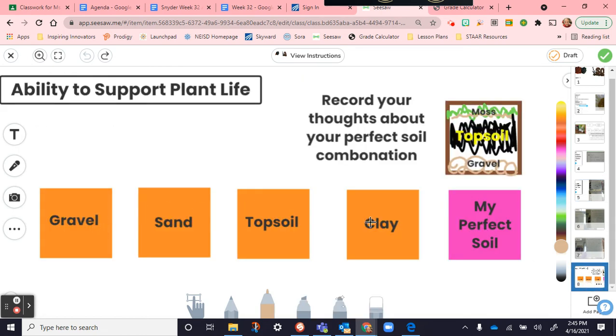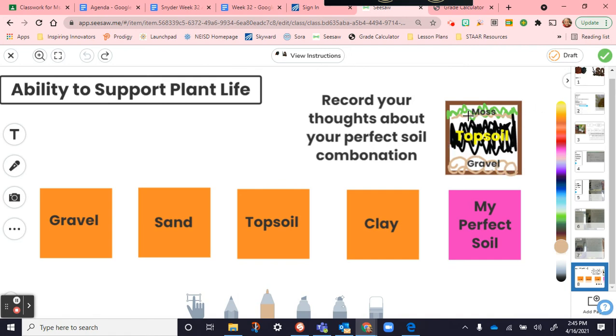And fill that in. So each one of these, 1, 2, 3, 4, I want to see 4 examples of some ryegrass planted in each of these and what you think it's going to look like with that type of soil in the container. Then I wanted you to create your own perfect soil. So for mine, I put some gravel on the bottom, some topsoil.